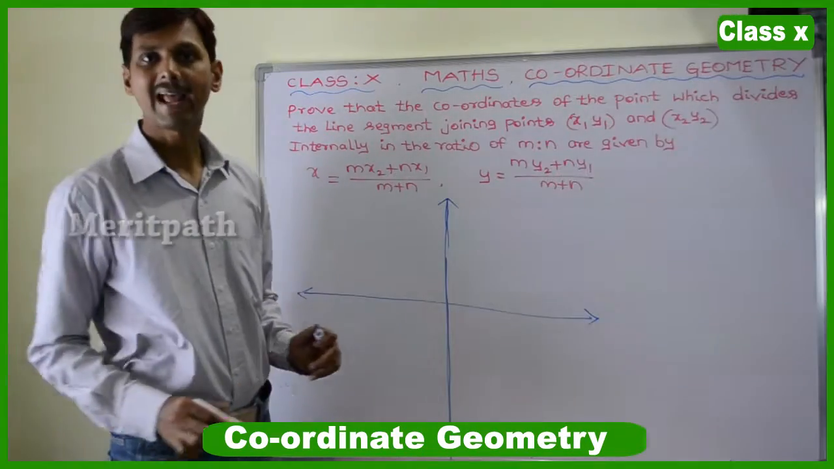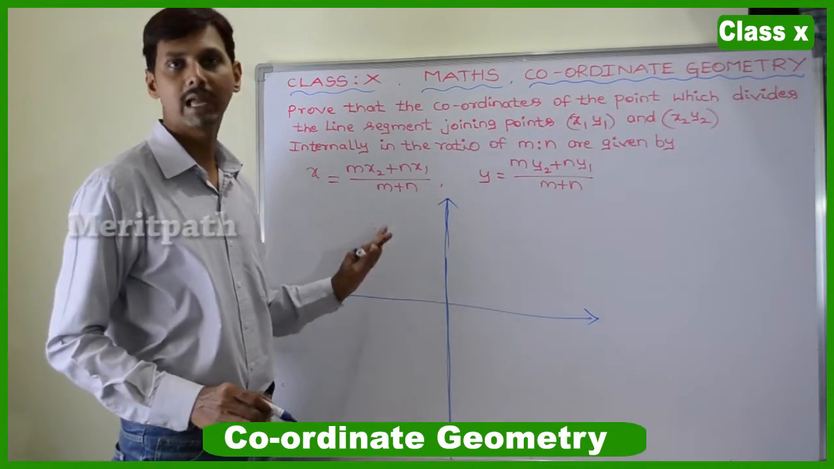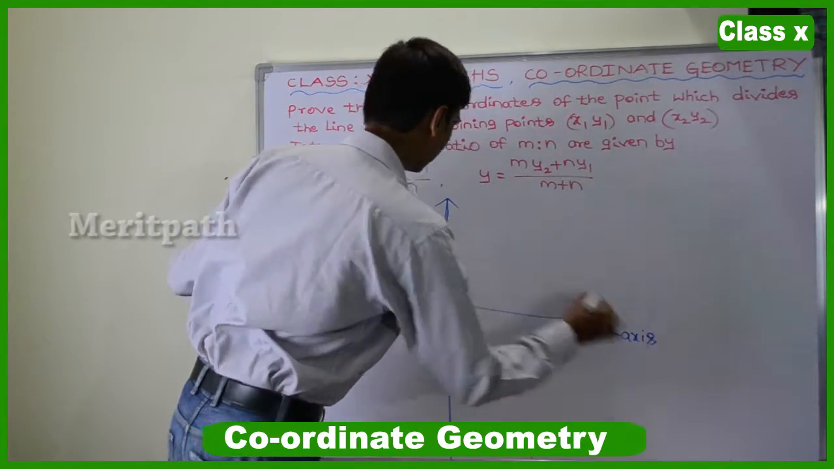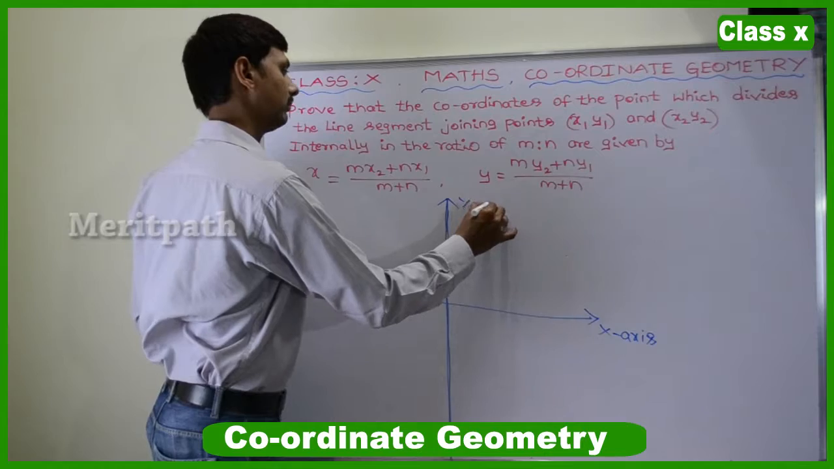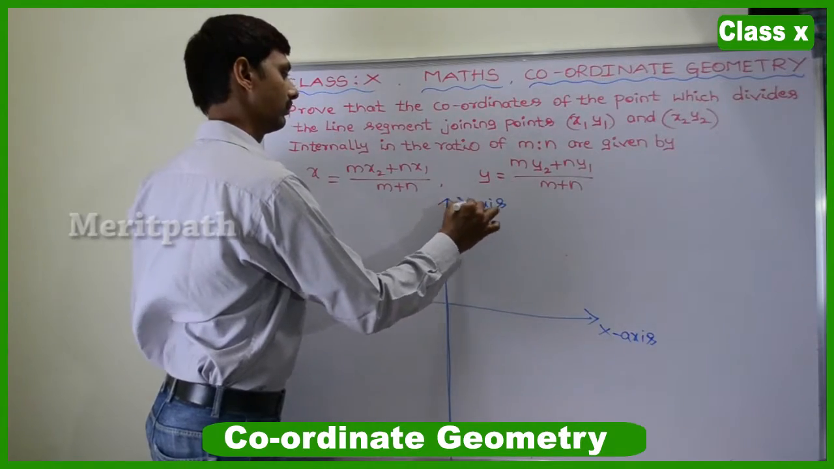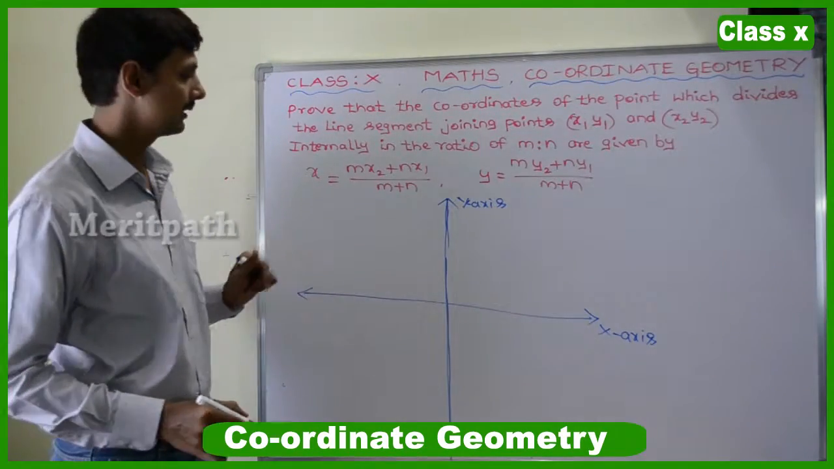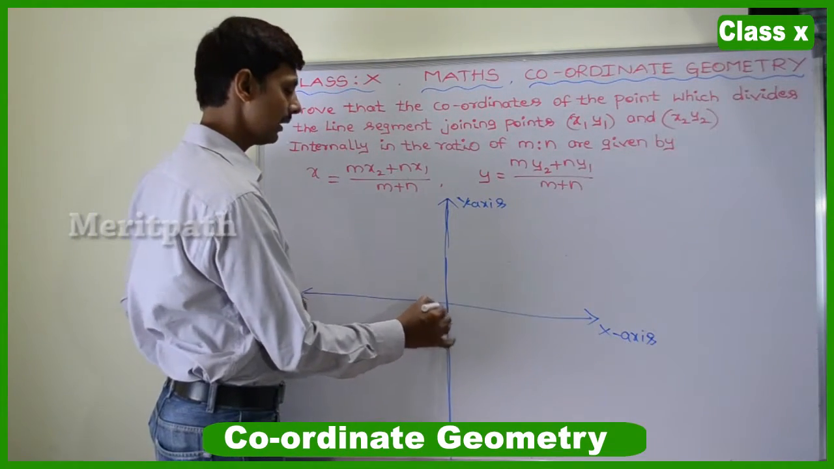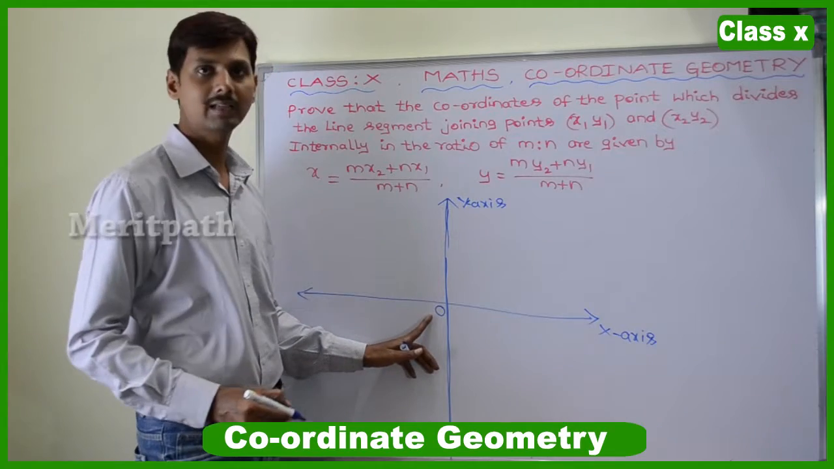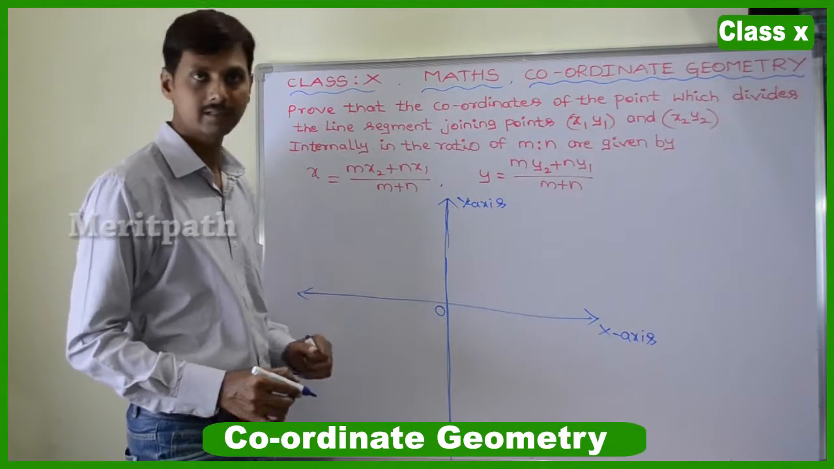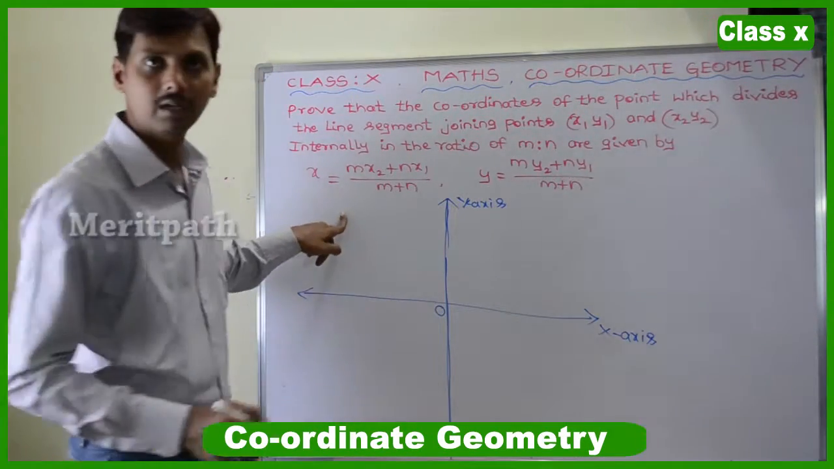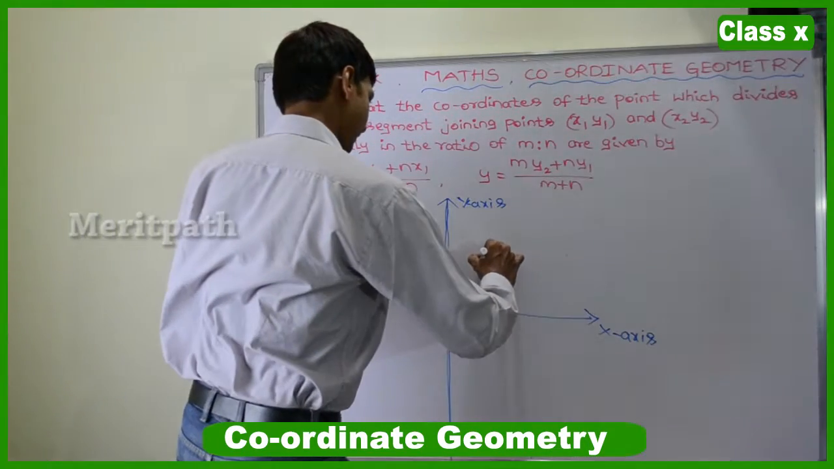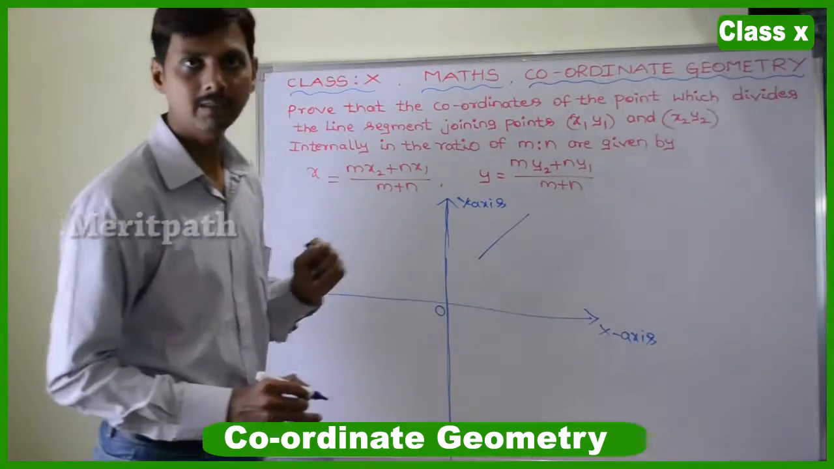Let us draw the coordinate axes, that is the x-axis and y-axis. I have drawn the x-axis and y-axis. On this, the point of intersection of the x-axis and y-axis, let us take it as O. And on this, let us take the line segment AB.